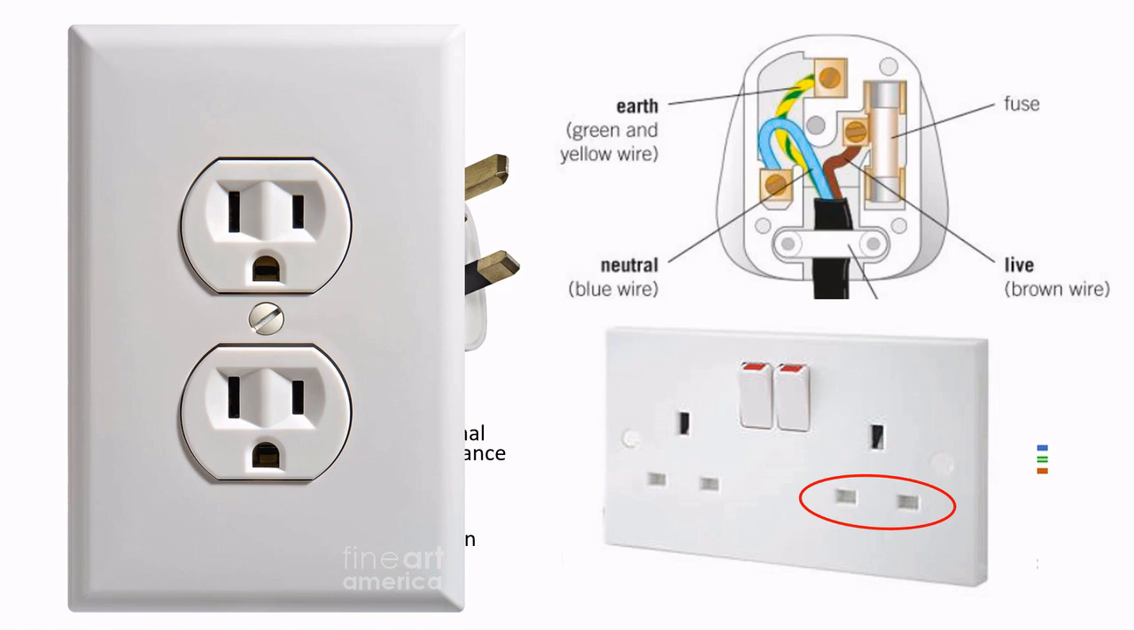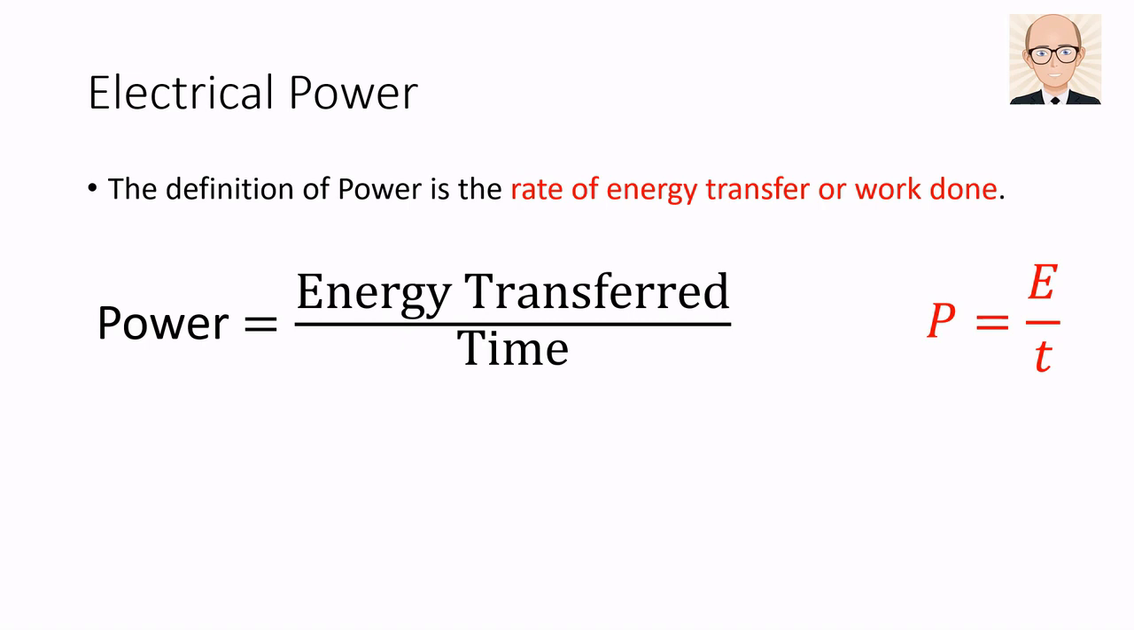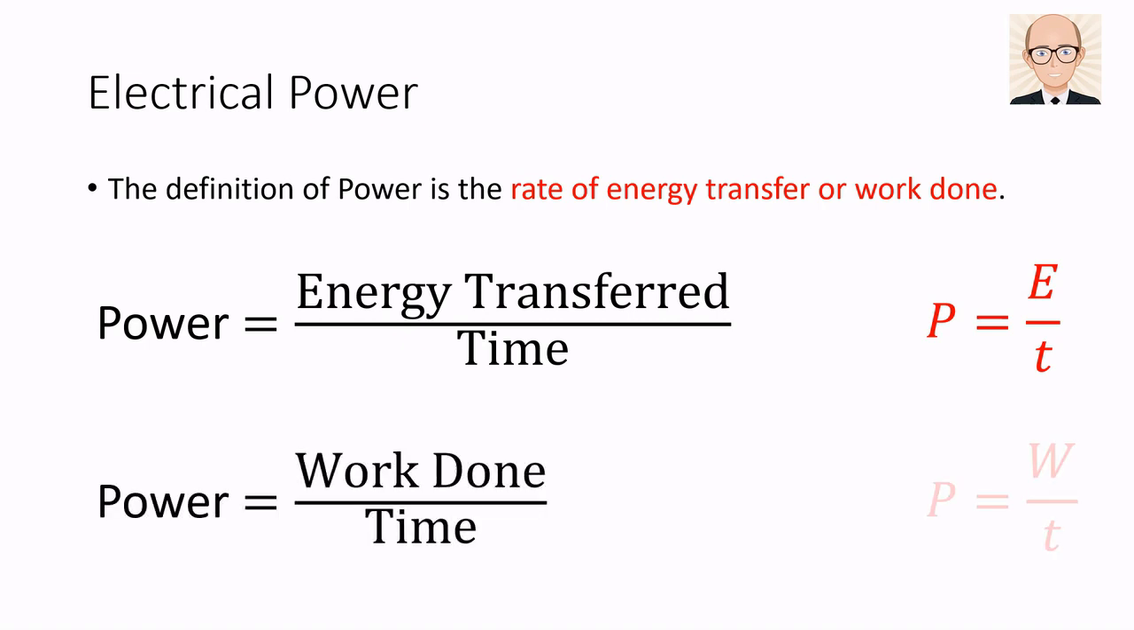When we use an electrical appliance, the current transfers energy to the device. We could also say that work is being done, since energy is always transferred when work is being done. The power is defined as the rate of energy transfer or rate of work done. The equations for calculating power then are power equals energy divided by time and power equals work done divided by time. Notice the units here because the equations only work when the correct units are used.